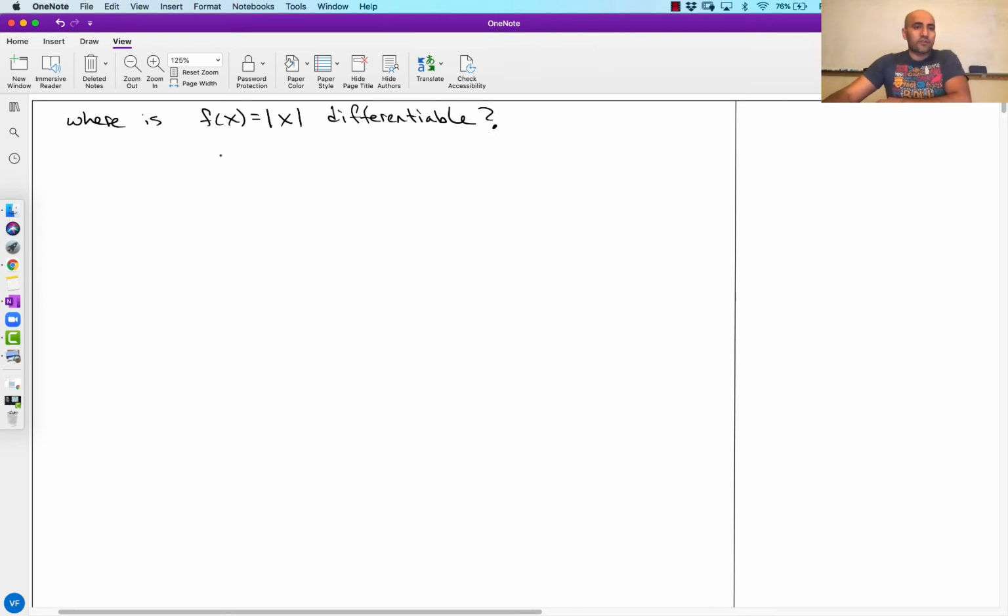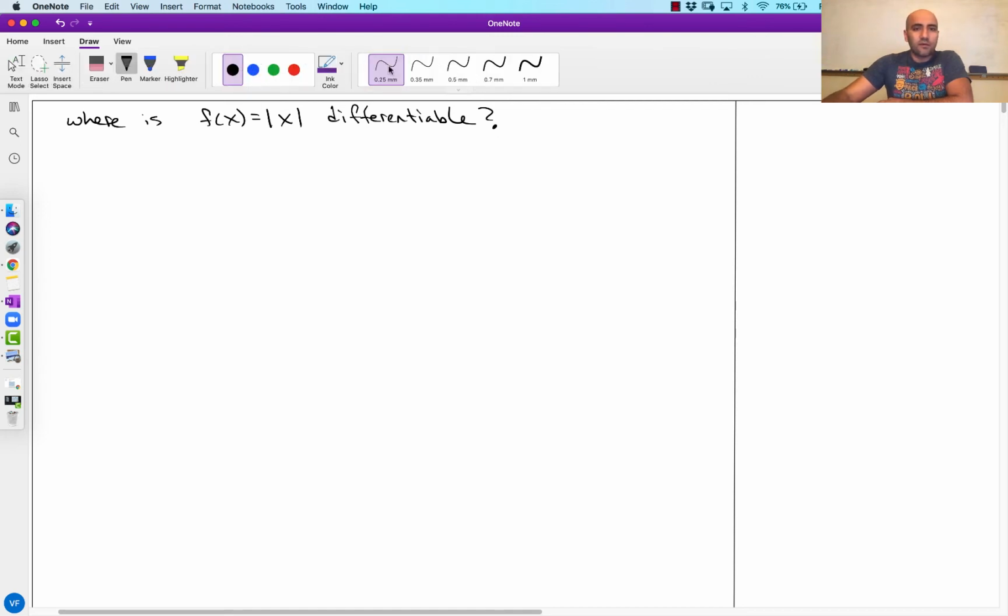Okay, let's explore this question. Where is f of x equal to the absolute value of x differentiable? Let me make this one a little bit thicker so that it's clear that this is the absolute value function here.